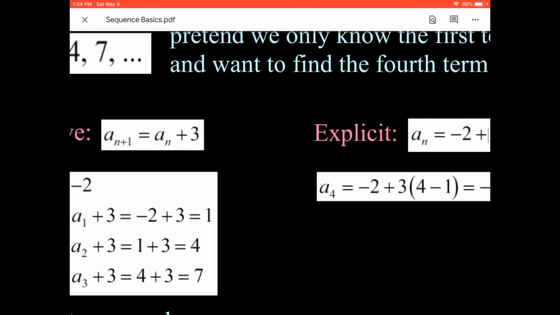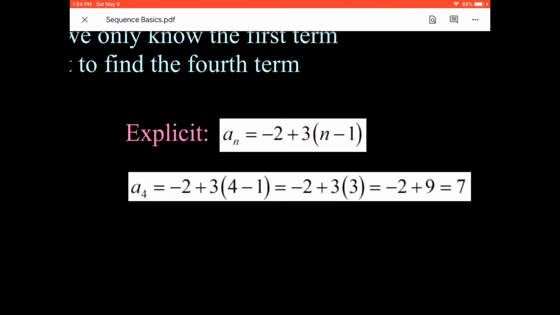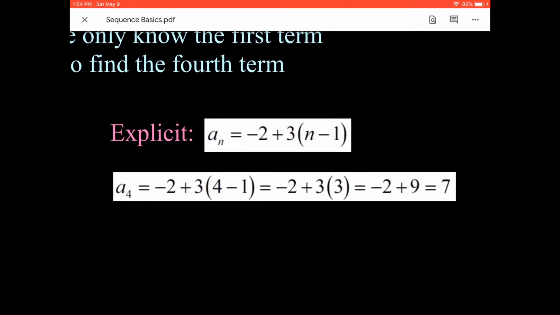Explicitly, again we said an explicit rule behaves more like functions. And functions have input and output. So your input is going to be your term number, and then your output is going to be the value of that term. So if we're trying to find the fourth term, 4 is going to be the input of our function. So we're going to put 4 in place of the n in our explicit rule.